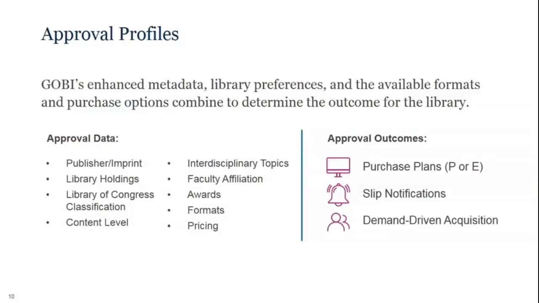Approval plans include non-subject parameters, a publisher list, and then in the case of GOBI, we have profilers that add extra metadata to the notifications that selectors see to help with their decision. In this metadata, things like interdisciplinary topics are included, aspects, and any other extra bits of information a human can put in to help a selector make an informed decision. In addition to approval profiles, you can add things like award programs, reviews, and get that content into your library. There are different outcomes for approval plans, whether it's print or electronic, an automatic book shipment, a notification slip, and then profiles also help drive things like a demand-driven acquisitions program.